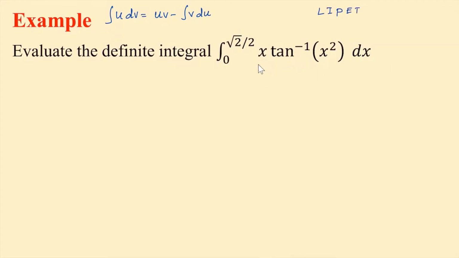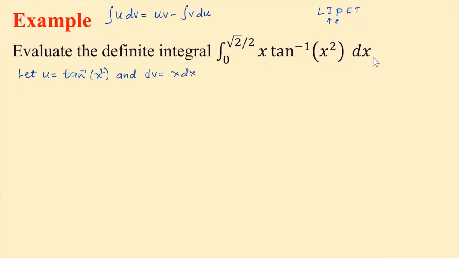In this function, we have the polynomial function x, and we have the inverse trig function I. Because I comes first, our u will be the inverse trig function. So u will be equal to tangent inverse x squared. So let u equal tangent inverse x squared and dv equal to everything else, that is x dx.